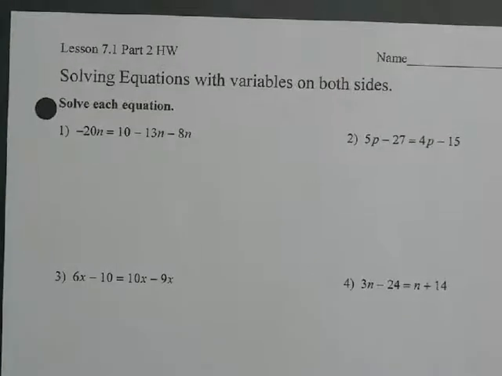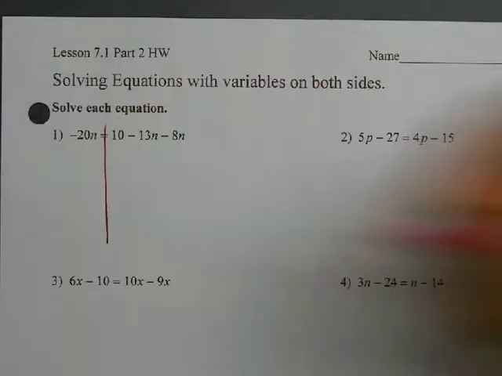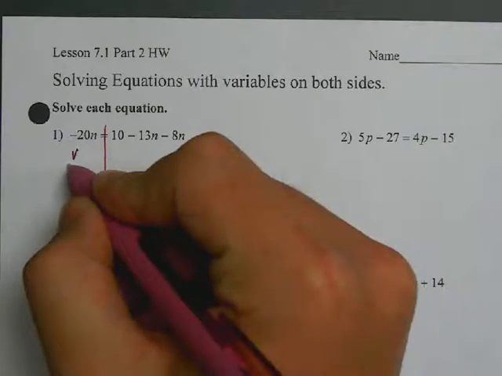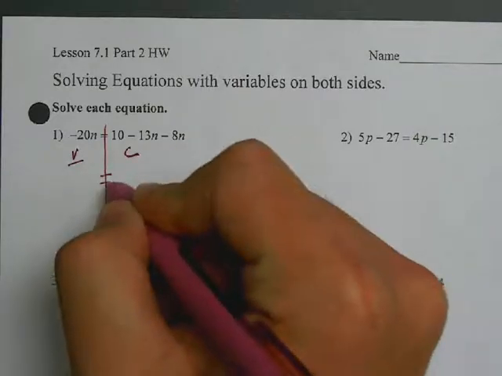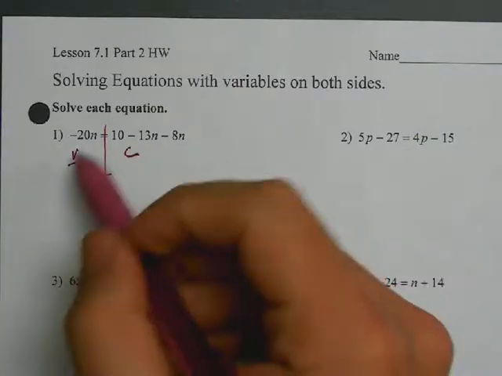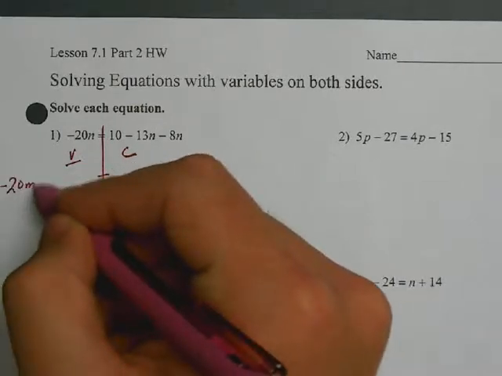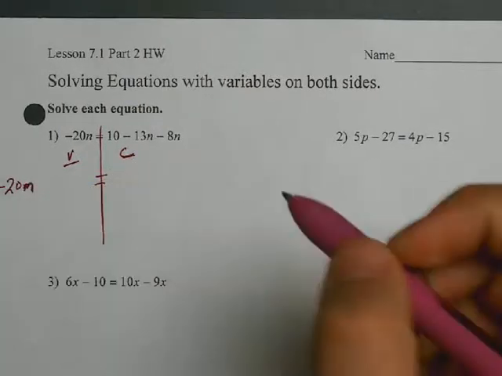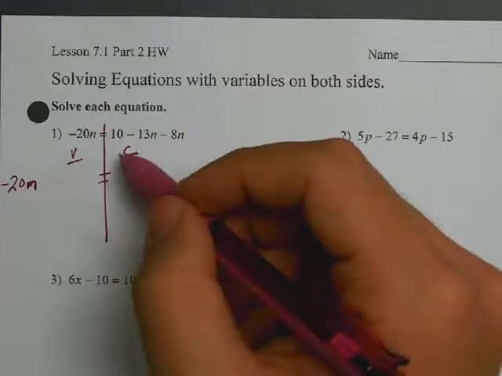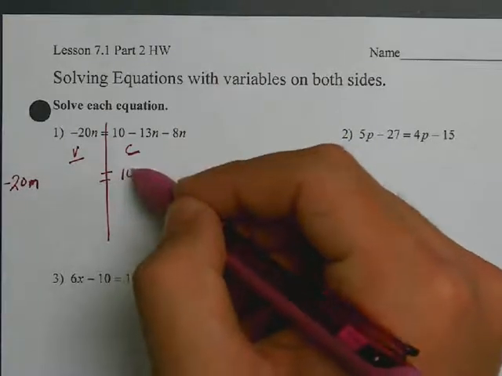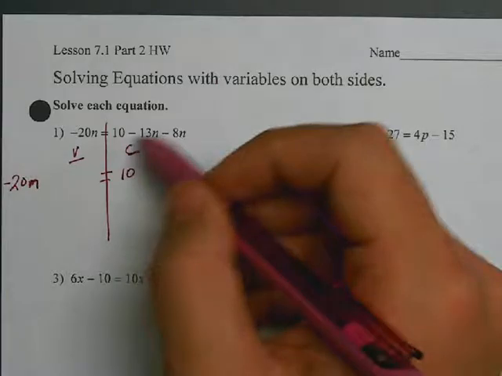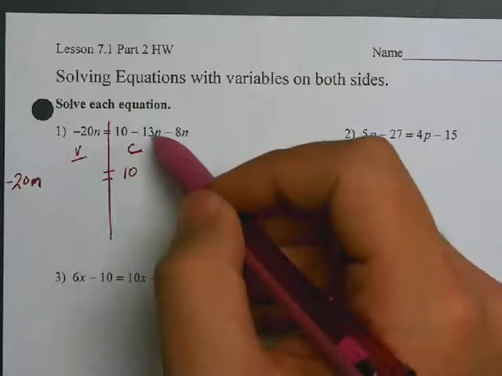So looking at number 1, if you're doing it with method 2, or the new school as we would call it, you're going to draw a line down the middle. You have variables, you have constants, and an equal sign. Negative 20n is a variable, so you keep it on the variable side and you don't change the sign. 10 is a constant, so it stays on this side. Negative 13n is a variable, so move it over, but if you cross the line, change the sign.